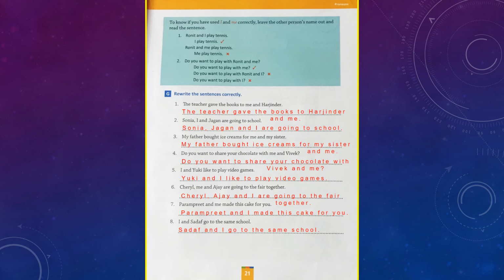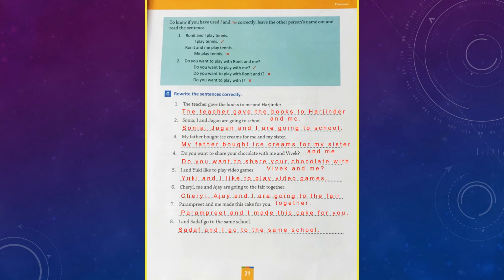First one, Ronit and I play tennis. Okay, and then I say I play tennis. Both the sentences are correct. Okay, Ronit and me play tennis. Me play tennis. Both the sentences are wrong. If I'm talking about myself, I use I.